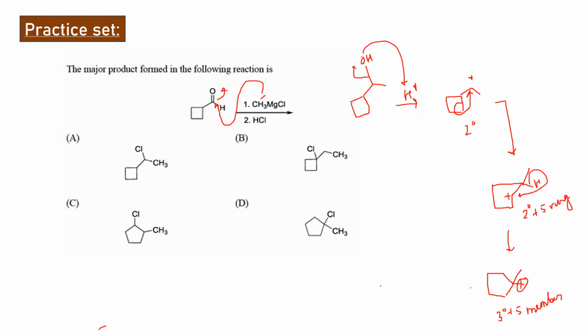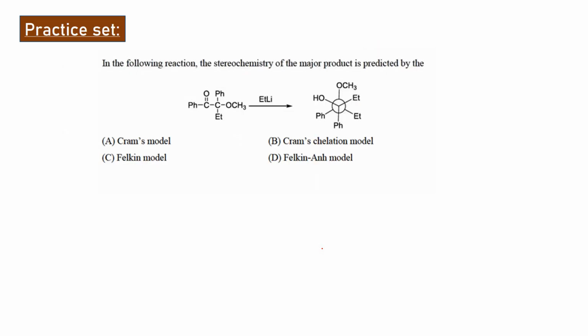And as in the medium already Cl minus is there from the HCl, so this Cl minus will attack this carbocationic species, generating this as our product. Okay, let's go to the next question.